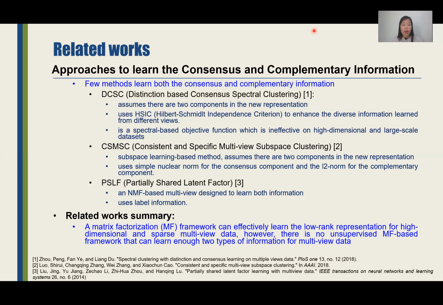So in summary, a matrix factorization framework can effectively learn the low-rank representation for high-dimensional and sparse multi-view data. However, there is no unsupervised matrix factorization-based framework that can learn enough of the two types of information from multi-view data.